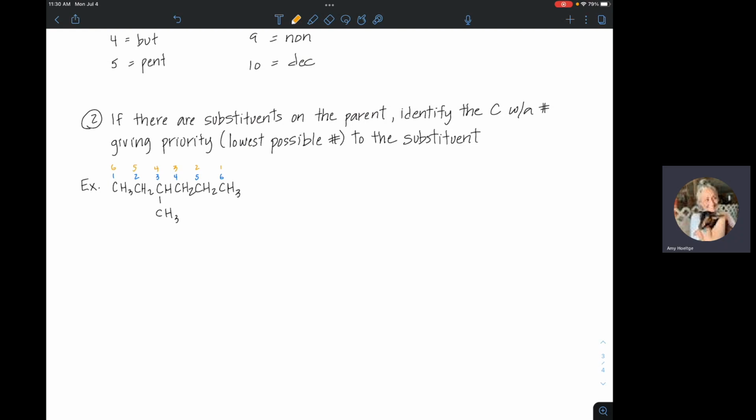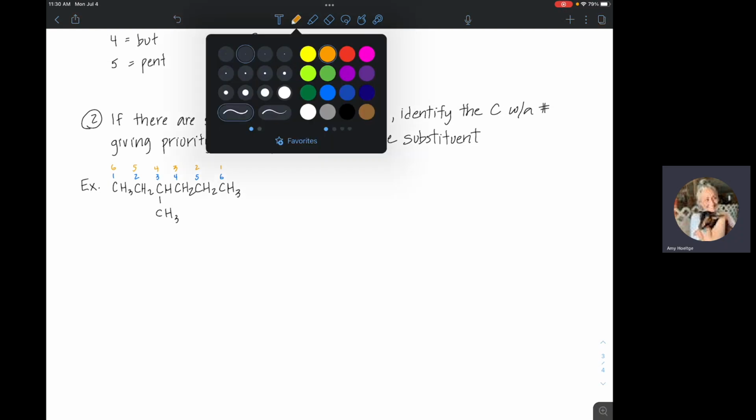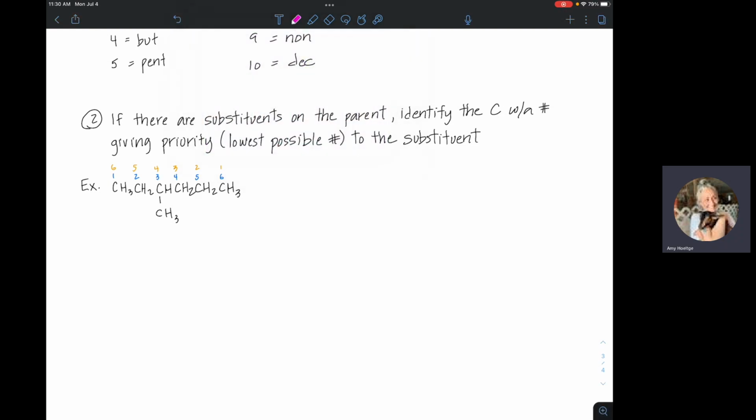Now you might be wondering, why can't you go down into the methyl group? If I did that, I'll do it in a different color, we have 1, 2, 3, 4, which would make the propyl group the substituent, right? But notice if we count in that direction, we only have 4 carbons. If we count left to right across the top, we have 6. So you're looking for your longest continuous chain.